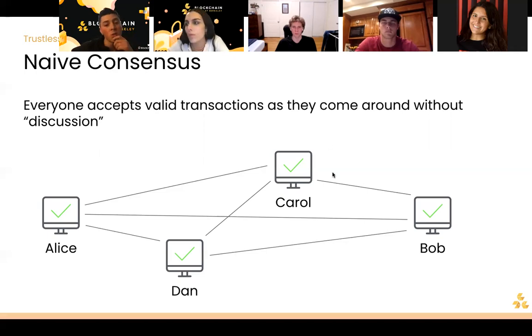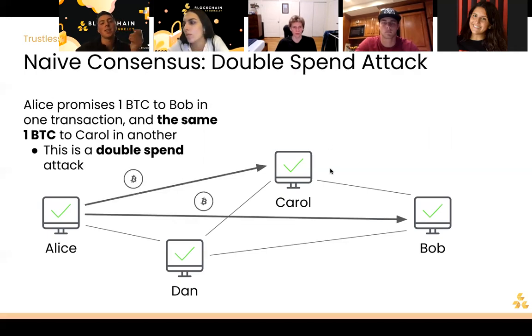And so one of the challenges with this, as you can probably guess, is the idea of a double spend attack. What this means is if Alice has one Bitcoin and she wants to buy an iPhone from Carol and a Mac from Bob, with naive consensus, if everyone just agrees to every transaction that happens, then Alice can take her one Bitcoin and send it to Carol, but then at the same time, take that same one Bitcoin to Bob.